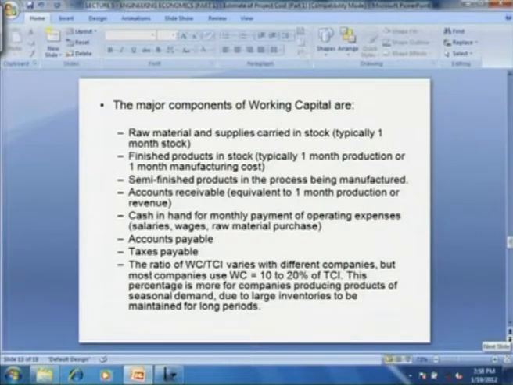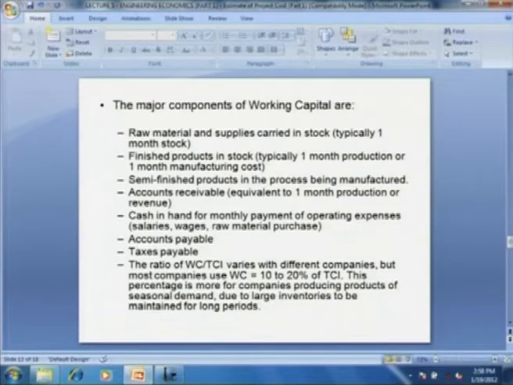The major components of working capital are, first of all, the raw material and supplies carried in stock, typically 1 month of stock. But if the plant is located far away from the main city or the main source of raw material, then you have to go for additional stocks like 3 months or sometimes even 6 months of stock, in case you are not assured of regular, unlimited supply of the raw material.